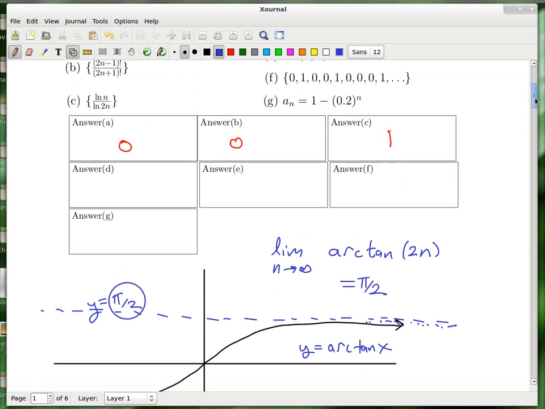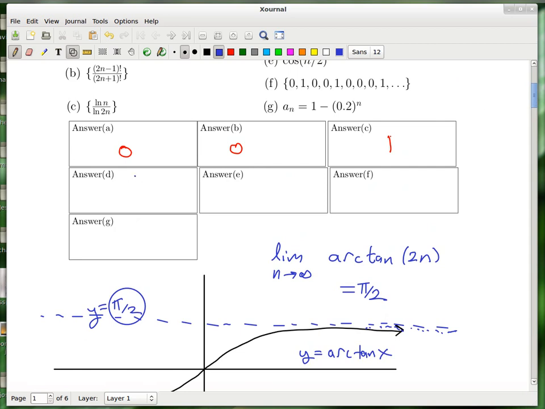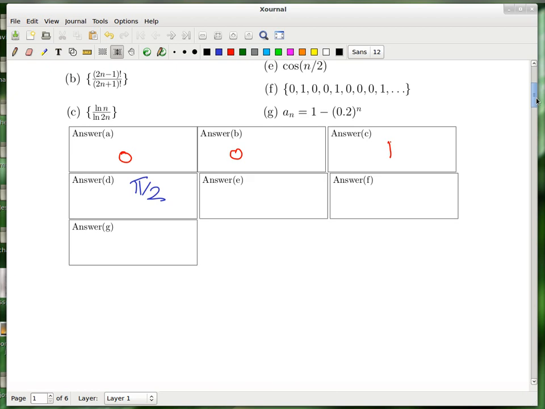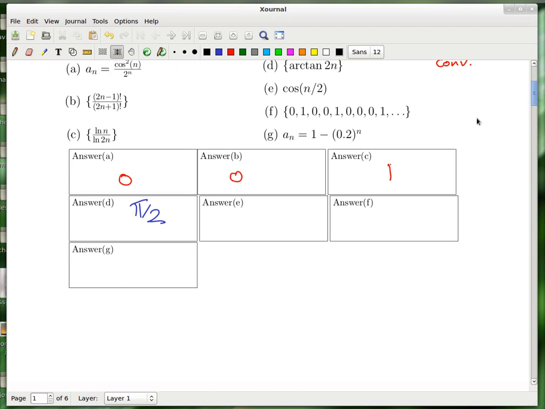Okay. Alright, so that's D. So D is pi over 2. We're kind of smoking through these things. Alright, so what about E? Can almost see it up there at the top. So E is cosine n over 2.